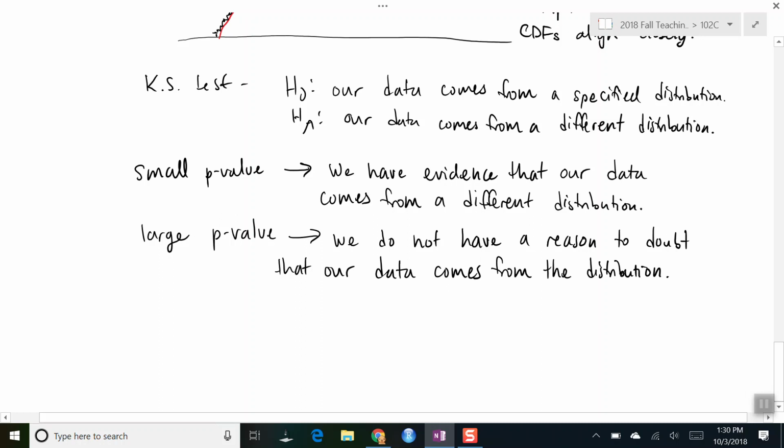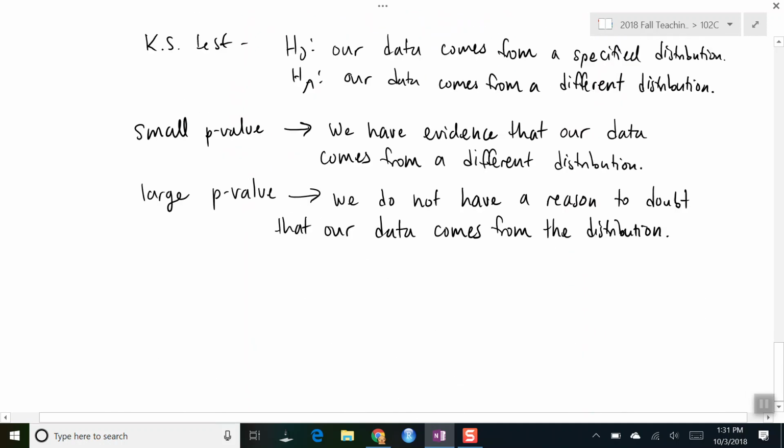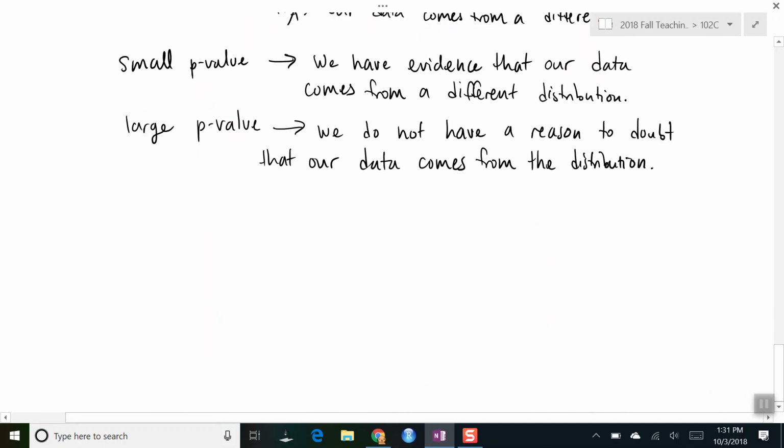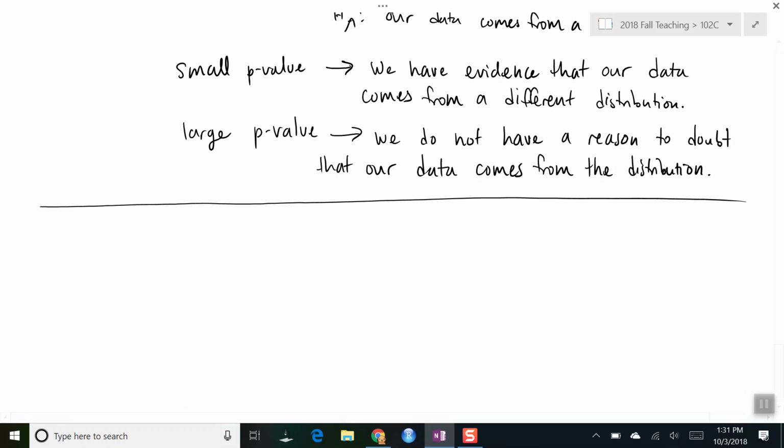So, the weakness of hypothesis testing is that you can't ever prove the null hypothesis true, but hey, we ran it through the KS test and we don't have any reason to doubt that my randomly generated data is coming from this distribution. So that's what we've got. Okay.